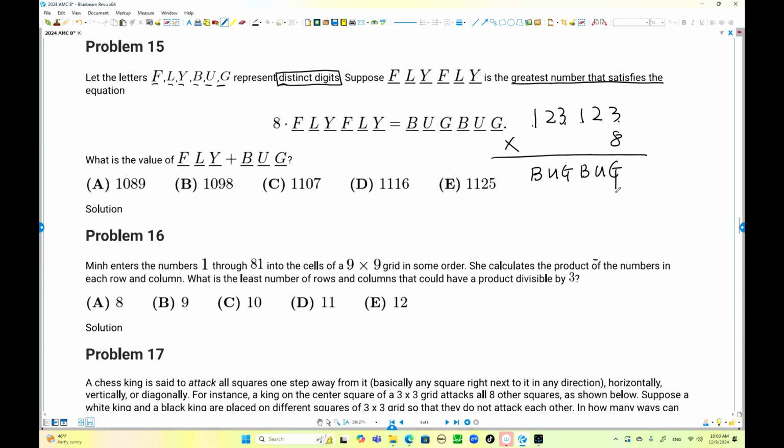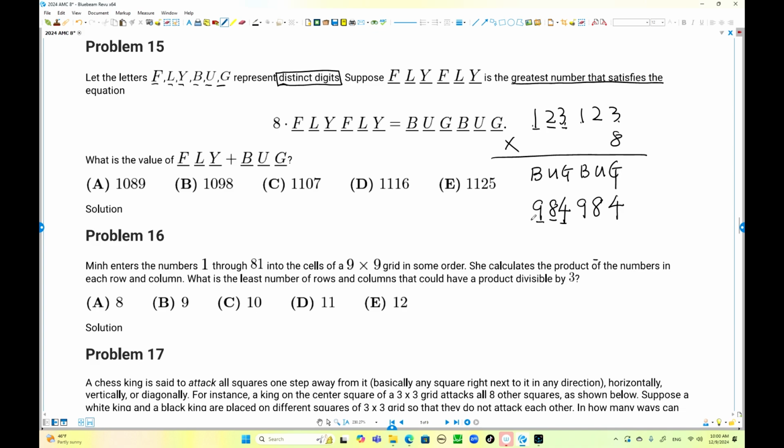8 times 3 is 24. 8 times 2 is 16 plus 2 is 18. 8 times 1 is 8 plus 1 is 9. So it's going to be 984. Let's check: 1, 2, 3, 4, 9, 8. They are different, that's right.